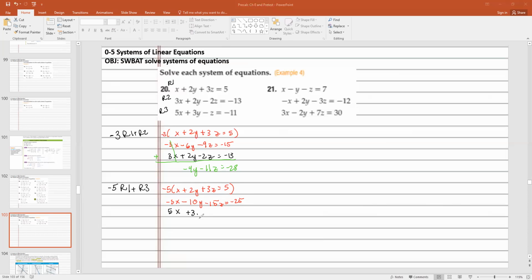And row 3 is 5x plus 3y minus z equals -11. So let's add those two together. The x's cancel out, and we have -7y. -15 minus 1z is going to give us -16z. And -25 minus 11 is going to give us -36.